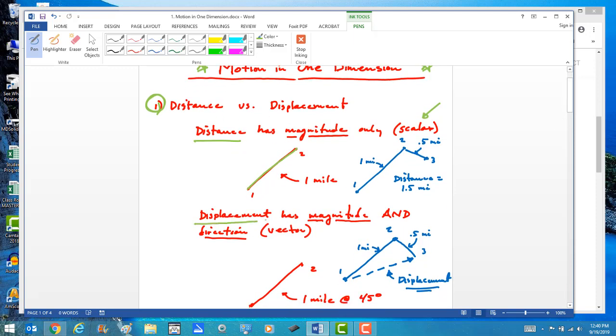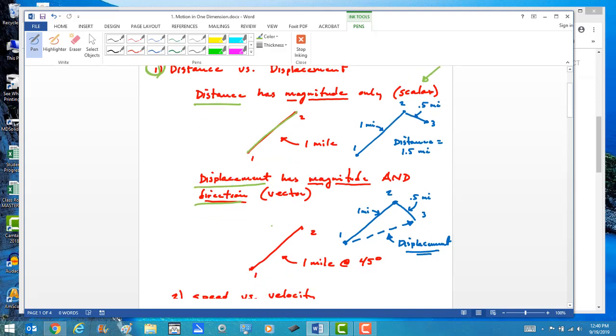Whereas displacement has magnitude and direction. And so this time you would say I walked 1 mile at 45 degrees, or I walked 1 mile northeast, assuming that's 45 degrees right there.